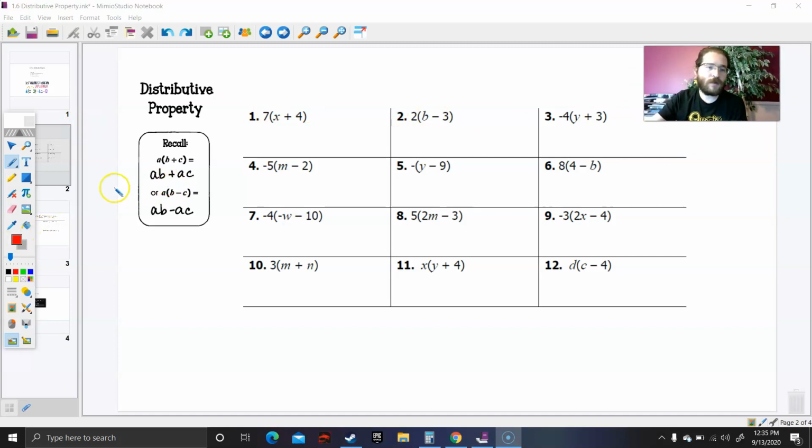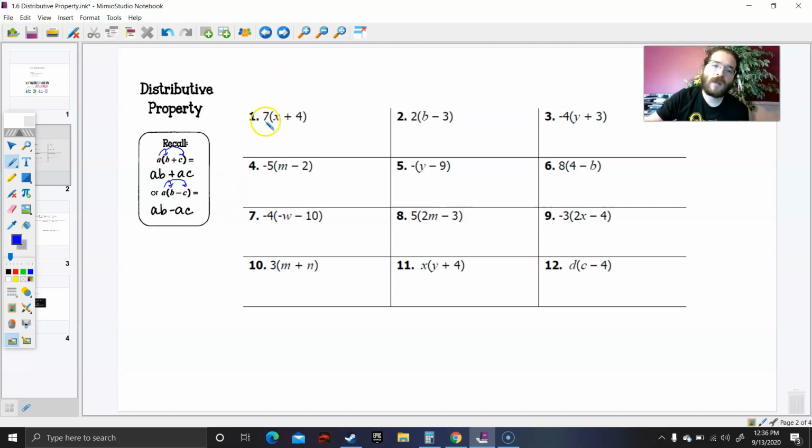Okay, so the distributive property, right? If we remember, if we have this situation, A and then parentheses B plus C, same thing as AB plus AC, because we're multiplying this through like that, right? Or this way is the same as AB, and then see this subtraction symbol, so we're going to do minus AC over here. So let's just see how this goes with this.